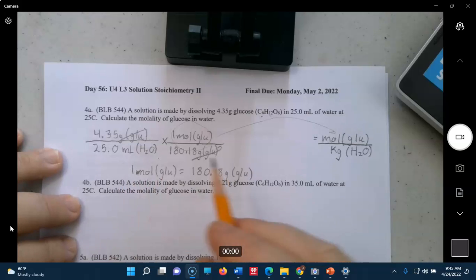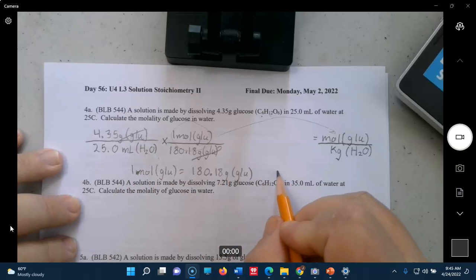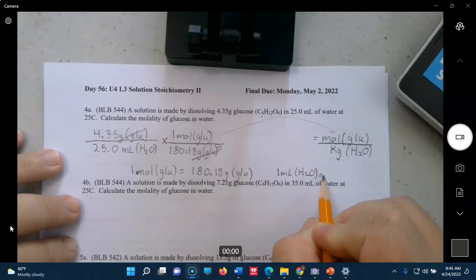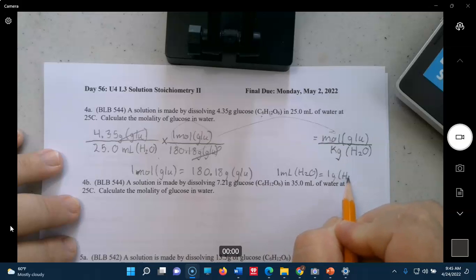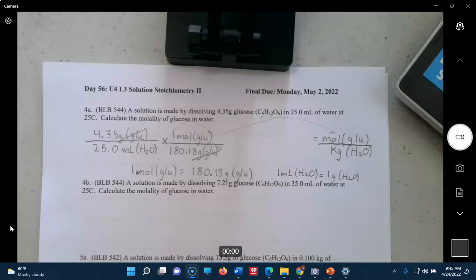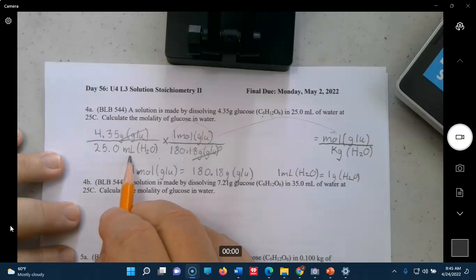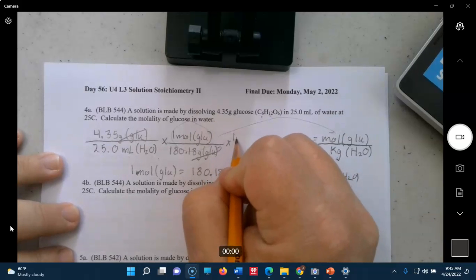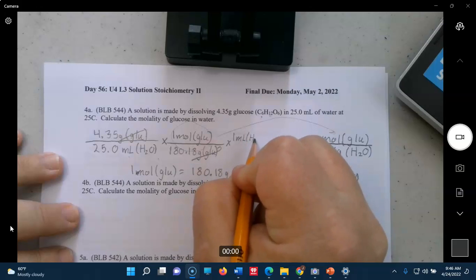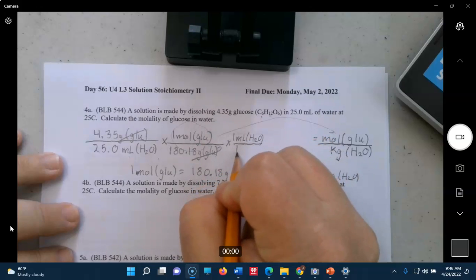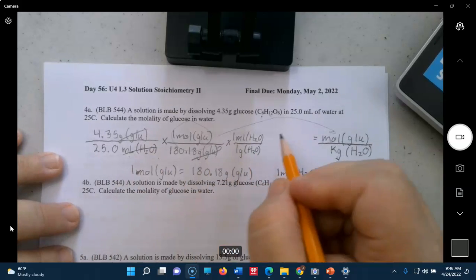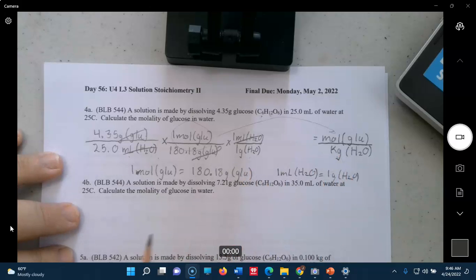So we have to remember that one of our 3 fundamental conversions is that 1 milliliter of H2O equals 1 gram of H2O. That's only true of water. So we need to get milliliters into grams because our final answer has to be in kilograms. So milliliters H2O cancels. Now we have grams, we have to convert to kilograms.